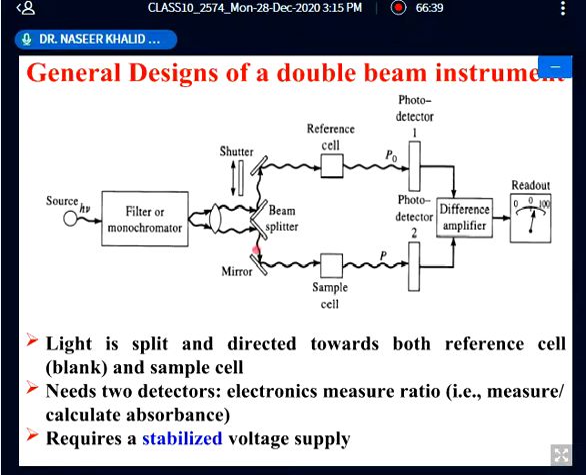But only the sample beam is present. This portion is not there. So the single beam instrument is source, filter, sample cell, detector, amplifier, and the readout. Only one stabilizer is required for monochromatic. But here the light is separated into two, reference and sample beam, and it needs two detectors. Two detectors. So the electronics measure the ratio.